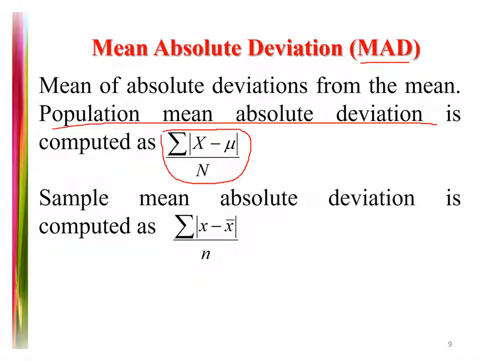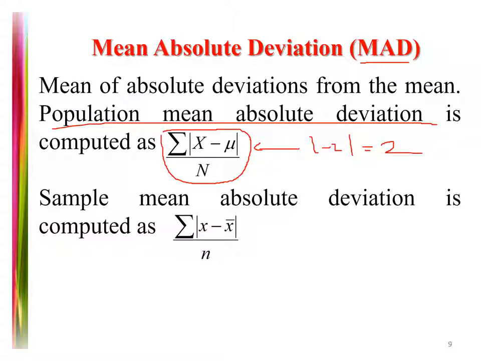Here it is important that this is an absolute value. Absolute value means it is always positive. For example, suppose the absolute value of -2 is equal to +2. Suppose you calculate the summation of x minus mu, that would be equal to 0. So here don't forget the absolute value. But in real life this is not useful, because population parameters are unknown.